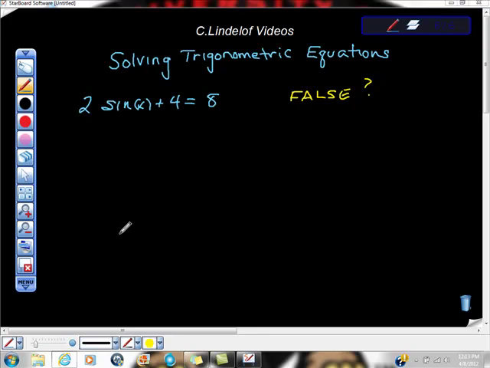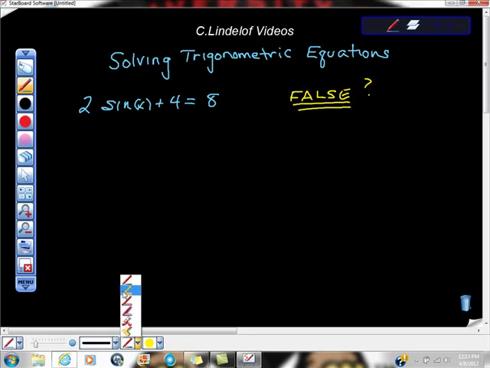Continuing the suffering, solving trigonometric equations. 2 sine x plus 4 is equal to 8. False? I think it's false, and let's take a look at why it probably is false. I'm going to solve this again.